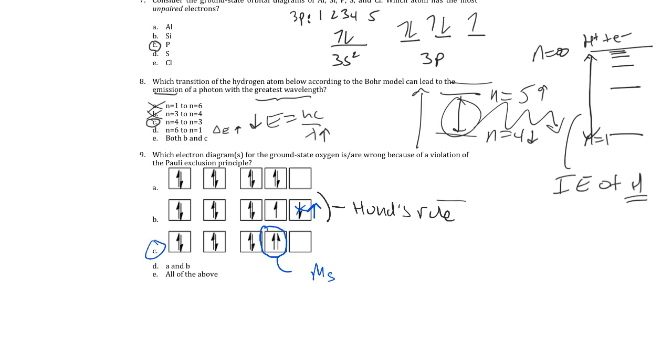Now A is also wrong due to a Hund's rule violation. So this is also a Hund's rule violation, which says we should spread the electrons out, use multiple orbitals, and maximize their spin. So this spin down electron here should have been drawn spin up over here. But that's a violation not of the Pauli exclusion principle, but of Hund's rule.